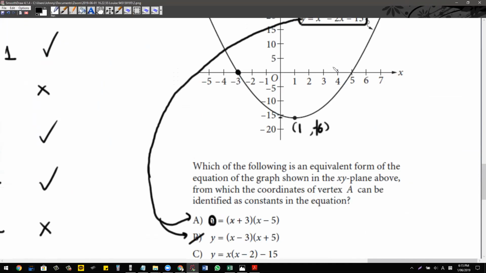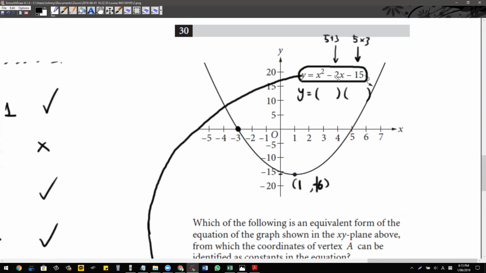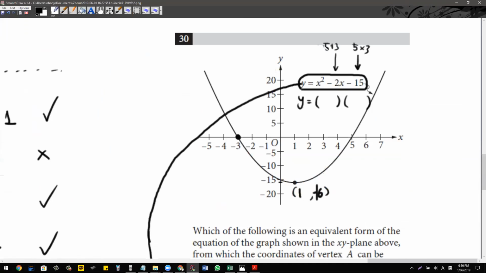And when you factorize this one, let's say you're not given the graph, but you need to figure out the factorized version. Then you need to find two numbers that multiply to give -15 and add to give -2. 5 times 3 is 15, and 5 plus 3 gives you 8 in size, so it must be -5 plus 3, which is -2, and -5 times 3 is -15. So the answer is (x - 5)(x + 3).